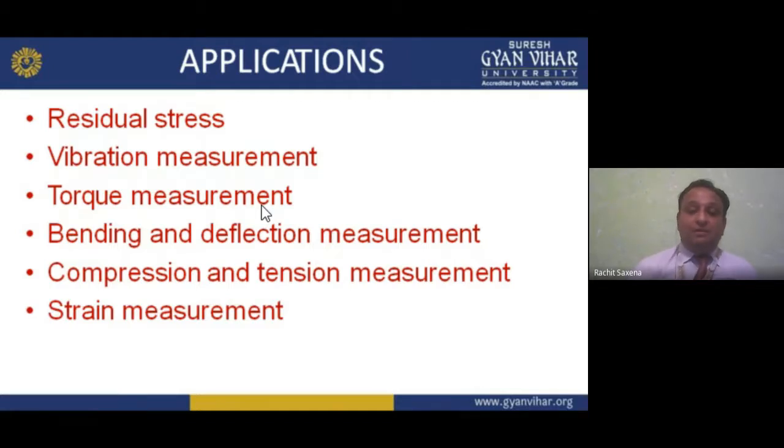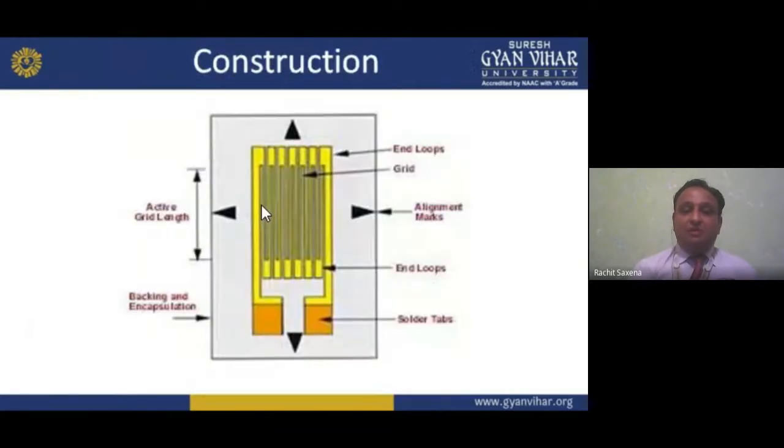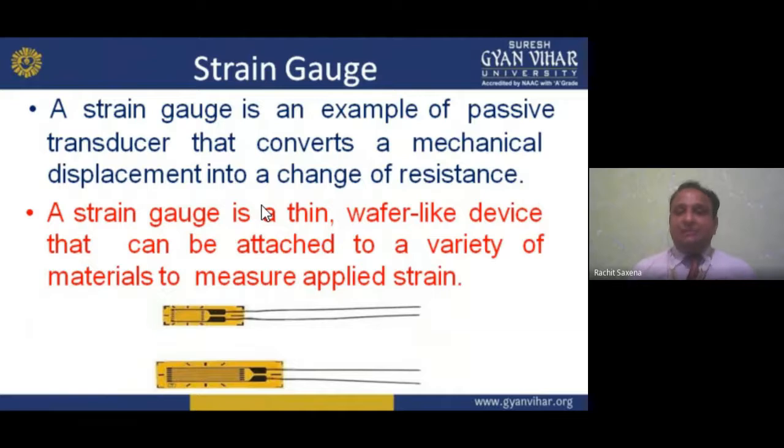So what is a strain gauge? I'm repeating this again, very simple. A strain gauge is an example of what? A passive transducer. It is basically a passive transducer and converts a mechanical displacement into a change of resistance.